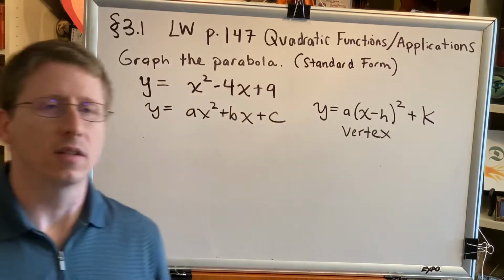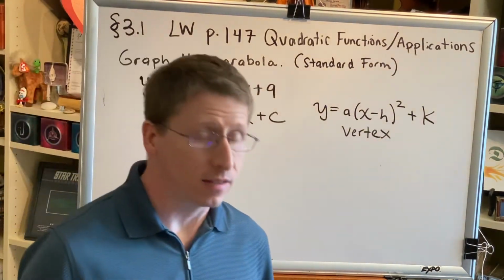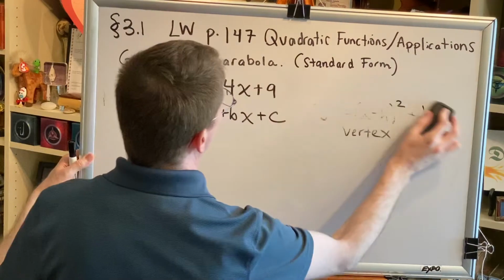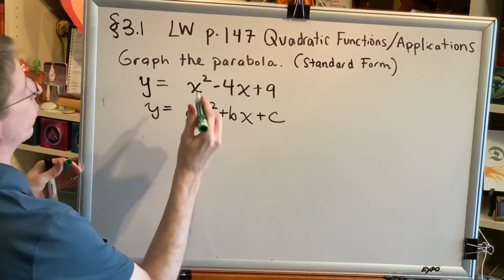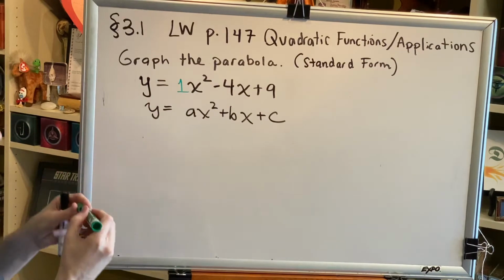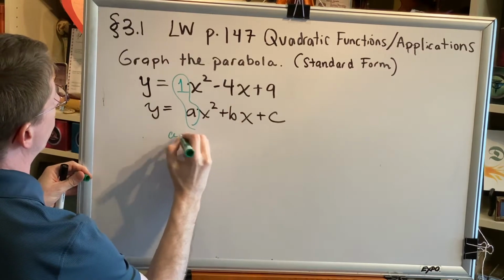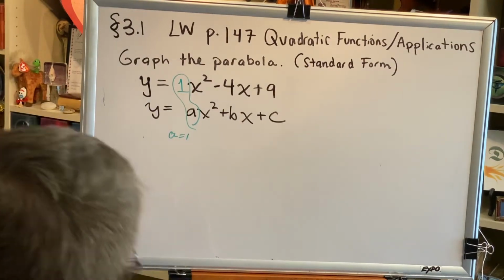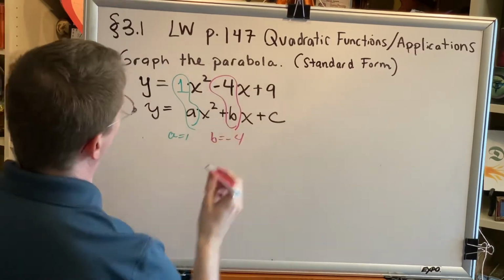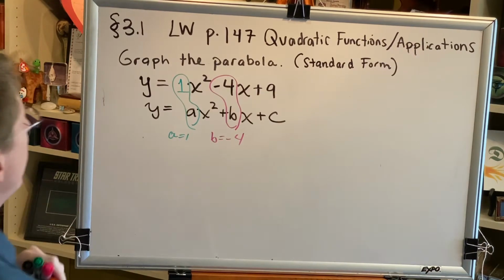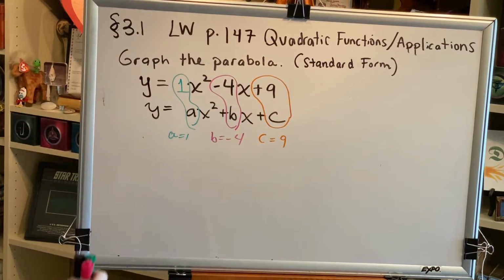This is very important because it tells us that we're not going to use a, h, and k in this problem. We're going to use a, b, and c instead. Okay, let's find the values of a, b, and c. First of all, the coefficient of x squared is 1. So this is a 1x squared. So that tells me that a for this problem equals 1. b for this problem equals -4. c for this problem equals +9.